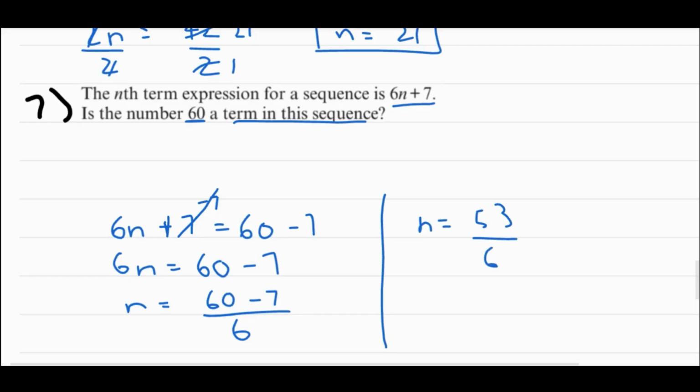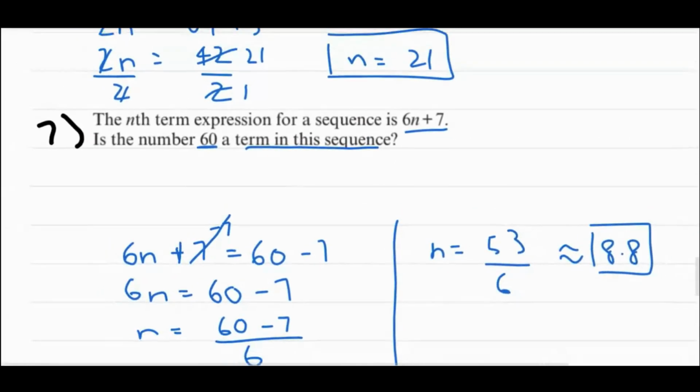So these are obviously not divisible by each other, so we'll get an approximate of 8.8, right? And this is not an integer, so that means that 60 is not in the sequence. So for this you'll have to write the answer. You'll write no, 60 is not in the sequence.